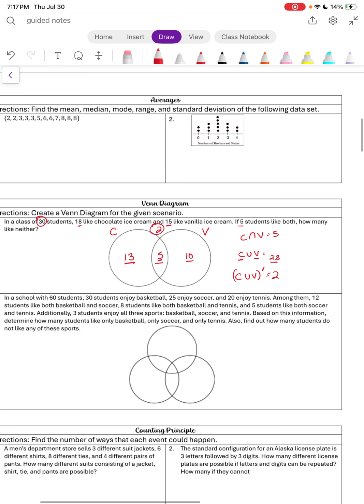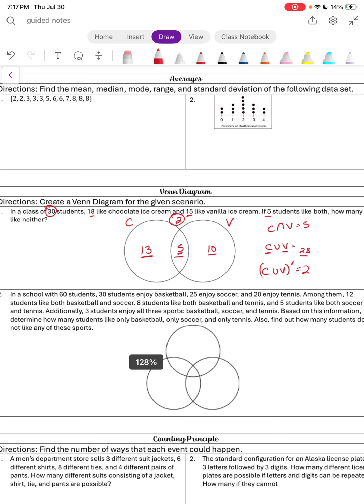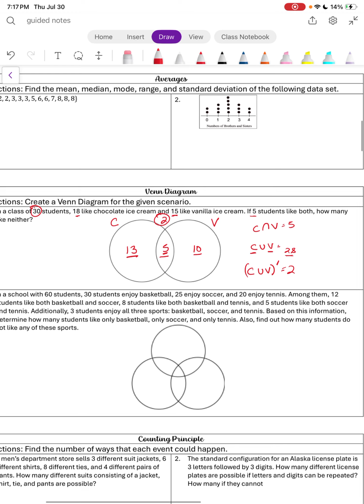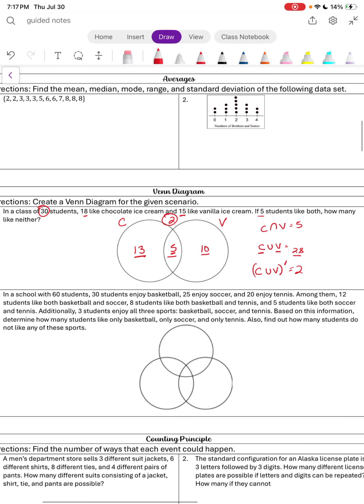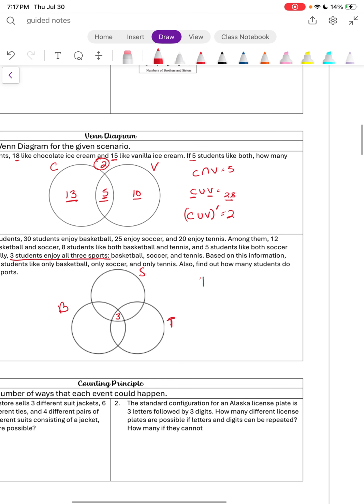Okay, let's try it with 3 circles now. So I'm going to read this problem backwards here in just a second. In a school, there are 60 students. We're talking about the ones that enjoy basketball, soccer, tennis, and I'm going to go ahead and skip down. It says 3 students enjoy all 3 sports. That is our intersection. We would write that as B intersection T intersection S. There are 3 students in the intersection of those 3 sets.